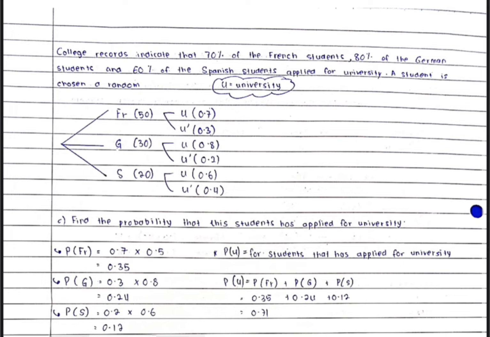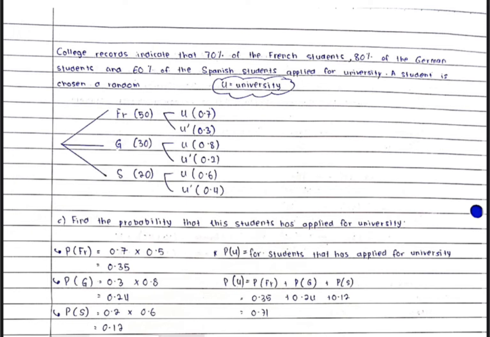Also, we do the same thing for the probability of German: 0.3 multiplied by 0.8 equals 0.24, and for the probability of Spanish, 0.2 multiplied by 0.6, then we get 0.12. For the last step, we sum all of the probabilities for German, Spanish, and French, then we get the answer 0.71. So that's all.